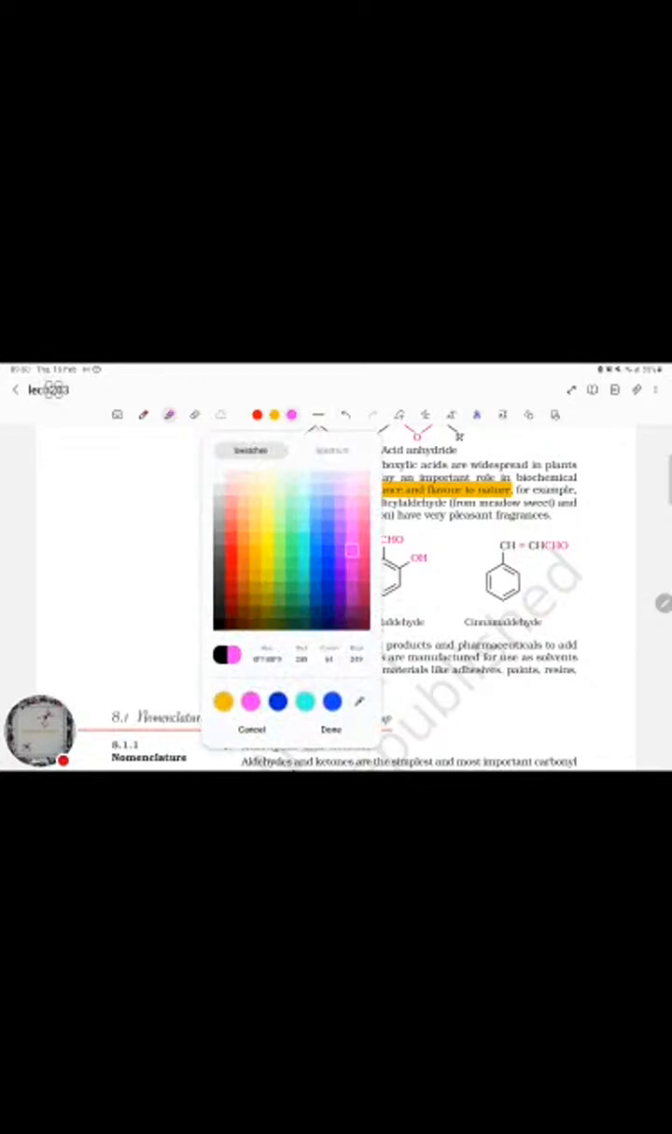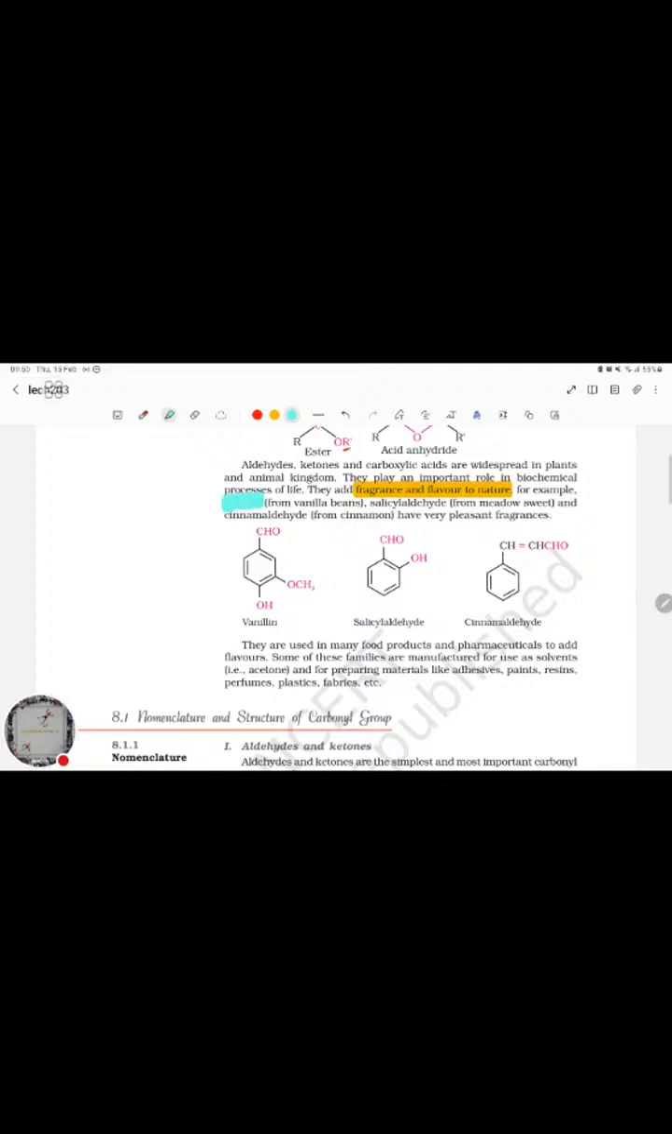So they are adding fragrance. For example, we have vanillin. We will just use this type of color for marking certain important compound names such as vanillin. Vanillin we obtain from vanilla beans, and we will have salicylaldehyde. Salicylaldehyde we are obtaining from meadowsweet, and cinnamaldehyde. Cinnamaldehyde we are obtaining from cinnamon.